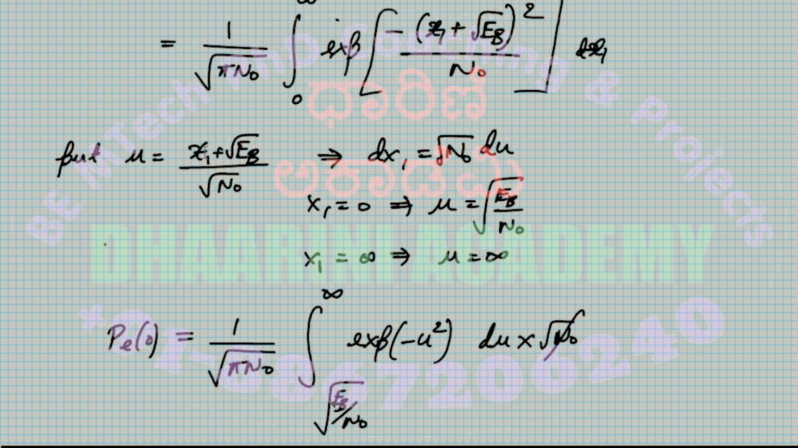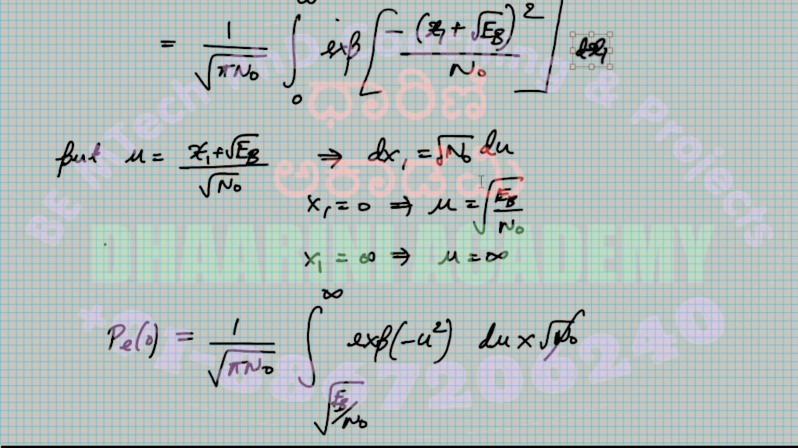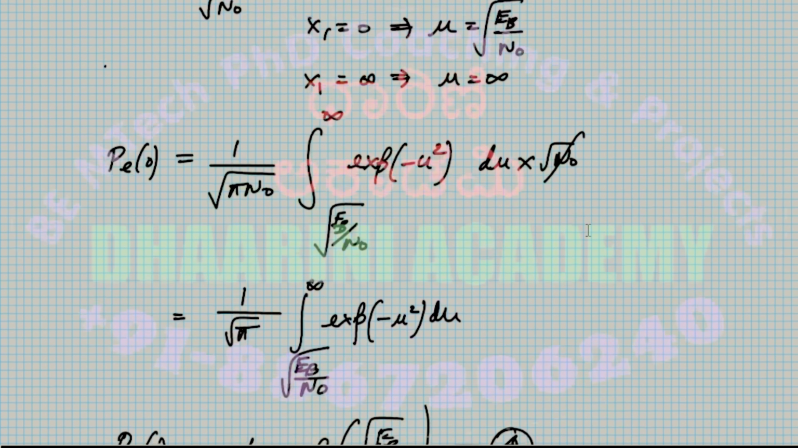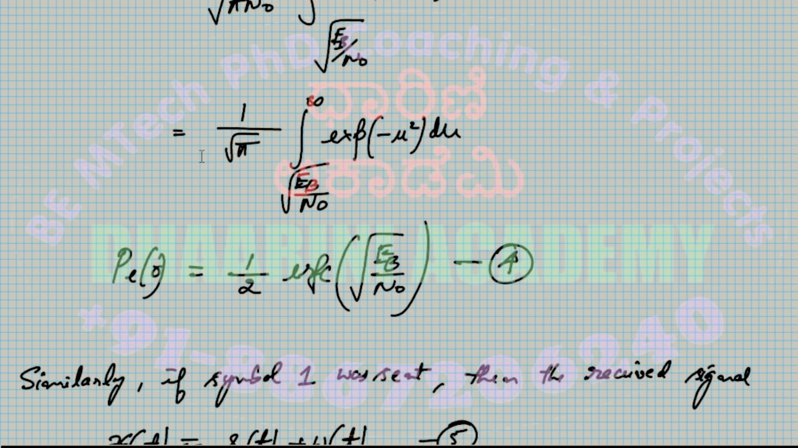Put u equal to something like this, and there is a dx1, so you need to substitute for x1 as well. dx1 is root of N naught into du. So you need to change the limits as well. 0 to infinity will be changed into root Eb by N naught to infinity. So you get this, and the N naught cancels. Whatever you get at the end is an error function, a very standard function in mathematics. That function is substituted over here. That is equation number 4.